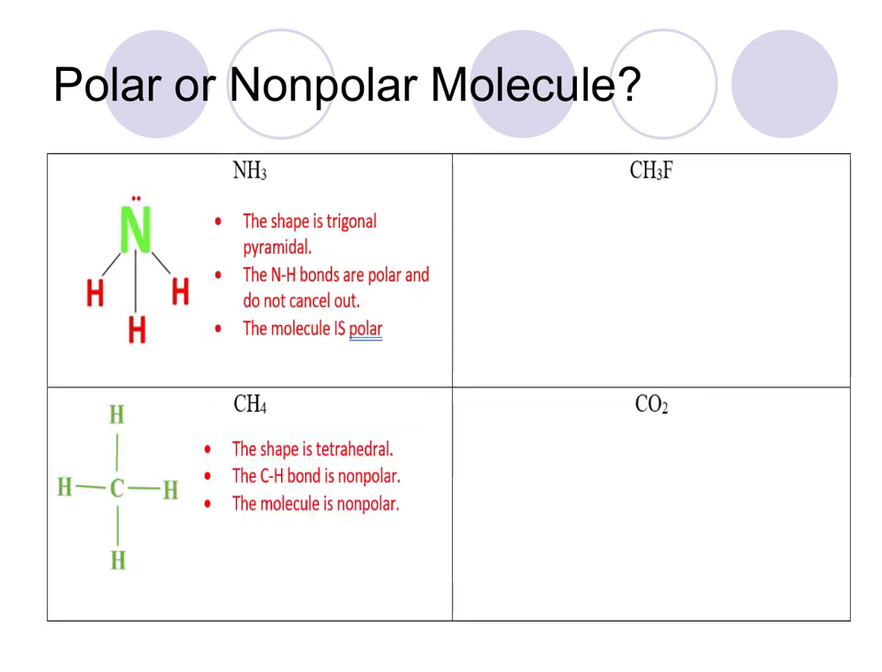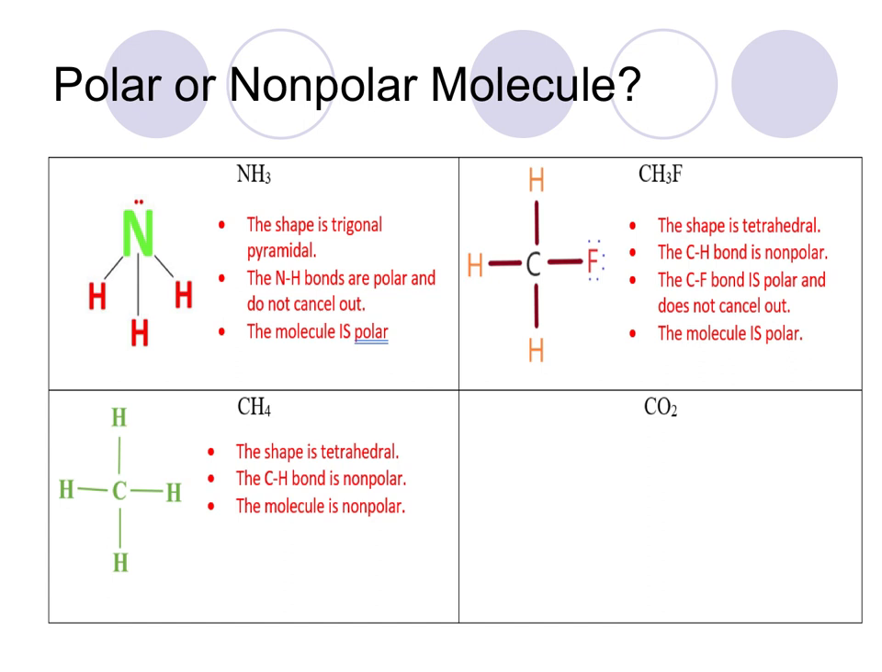Here is my CH4 molecule. The shape is tetrahedral, so that means I had to look more closely at the individual bonds, and the CH bonds are nonpolar. So because they are nonpolar, the molecule itself is nonpolar. Now go ahead and move on to the CH3F. Do those same steps. Pause the lecture while you do that. Turn it back on to see how you did.